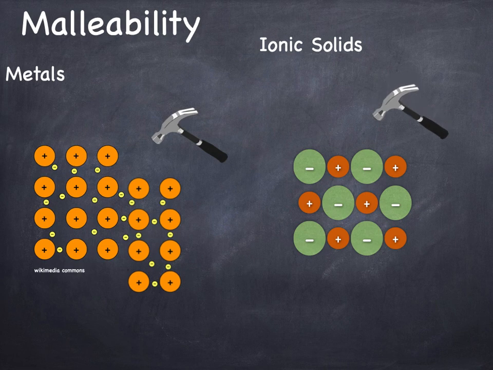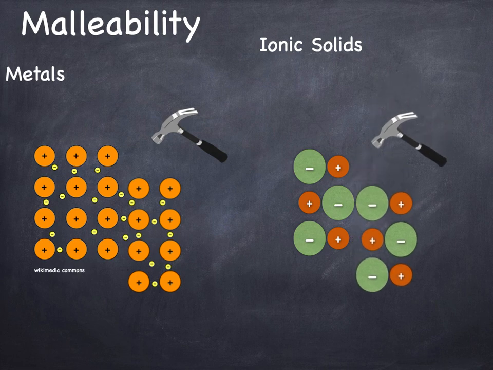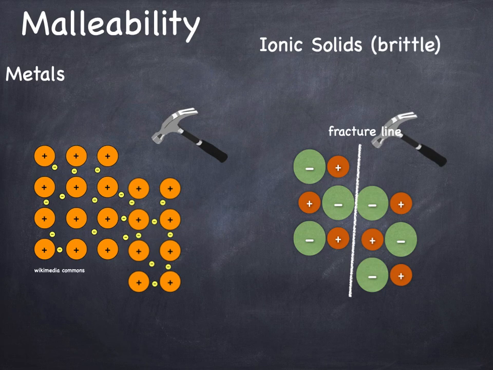Whereas if we look at our ionic solid on the right, if I give that thing a pretty hard whack, I'm going to force two ions next to each other that are the same charge without any kind of barrier in between them. There's nothing keeping those charges from repelling each other fairly strongly, and so you're going to end up with a fracture line where those like charges are brought near each other. And so that's why we refer to ionic solids as being brittle. If you whack them with a hammer, they're going to shatter. You whack a metal with a hammer, it's going to bend.